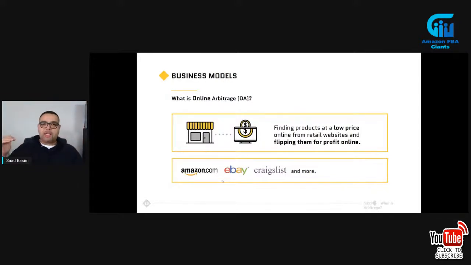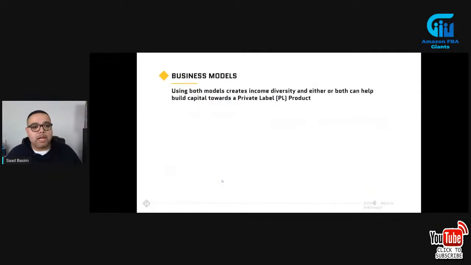So find a lower price in one marketplace online and sell it for a higher price in another marketplace that has a bigger profit or sells for bigger money. Using both models creates income diversity, and either or both can help build capital towards a private label, which I think a lot of you want to do, to build the capital to start private label, because private label has its own pros and cons as well.